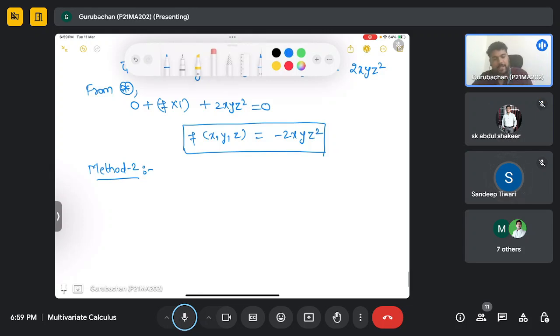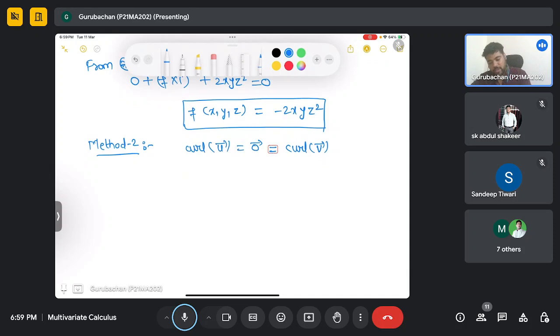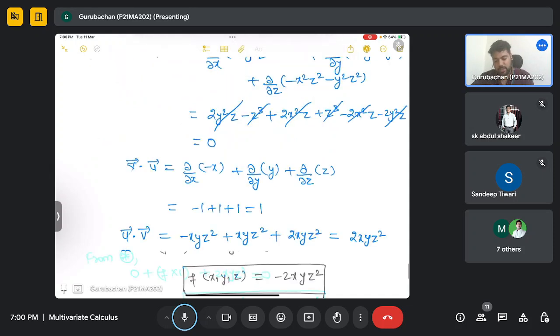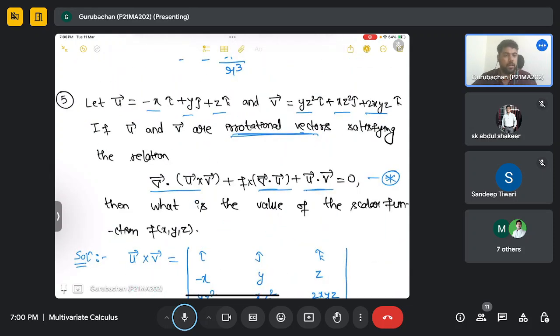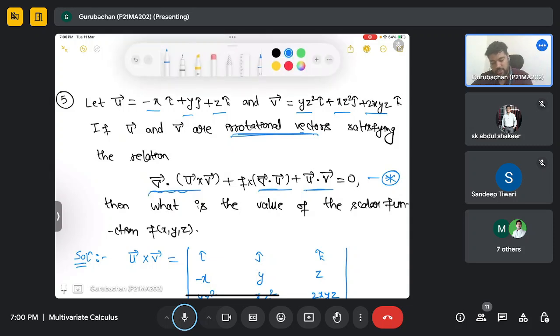So we say that since we have been given that u and v are irrotational, that means curl of u is the zero vector and curl of v is also the zero vector. Okay. Now, how can we apply this? Since in the given expression there is no term like curl of u and curl of v, but there is a term here, del dot u cross v.